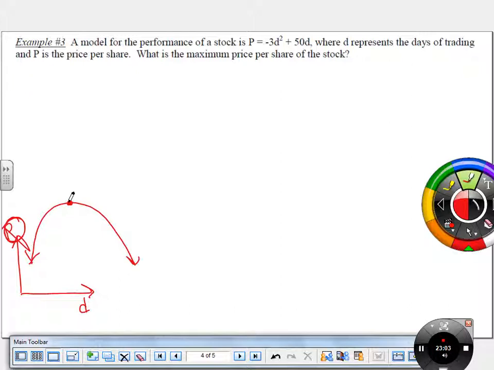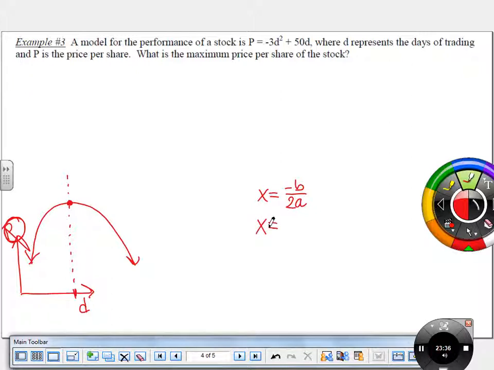Well, I can't figure that out without knowing which D value is causing that maximum point. So what I would want to do is find out what D value is centered in my parabola, or what D value is with the axis of symmetry. Given that it's in standard form, I can use this formula to calculate my axis of symmetry and the x value, or in this case, the D value of my vertex.